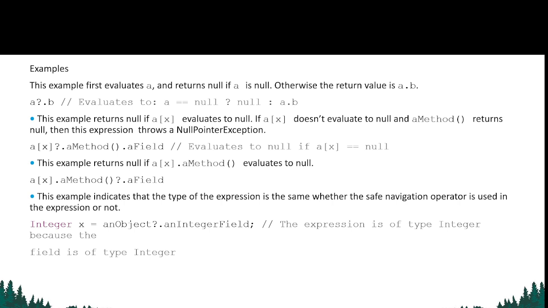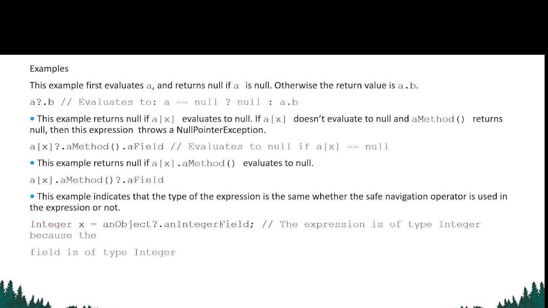We have different examples for this. This example will first evaluate a value a and then return a null value if a is null. Otherwise, the value will be the a.b result. So we have different ternary operators. It will get the value a equals null, and the null value will be assigned to a.b.